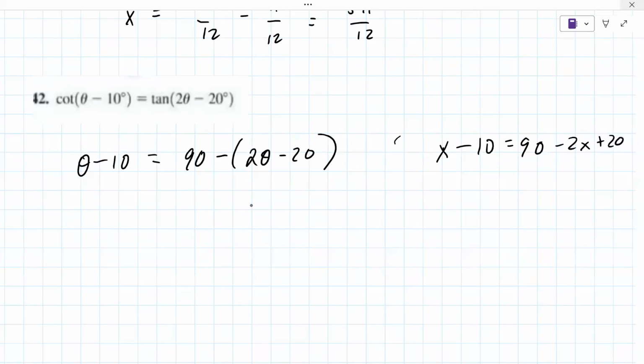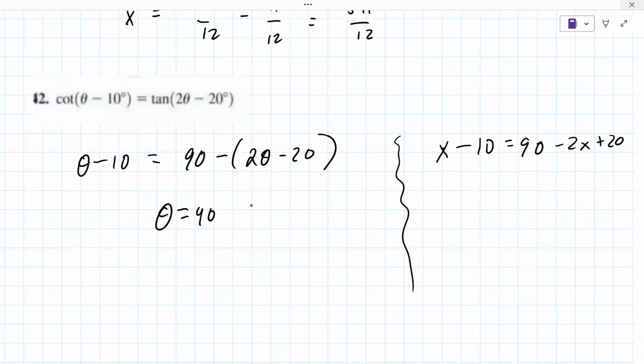It's just a linear equation, variables on both sides. Move the variables around to get them on one side and then the numbers on the other. 40 degrees? Yeah, so theta equals 40.